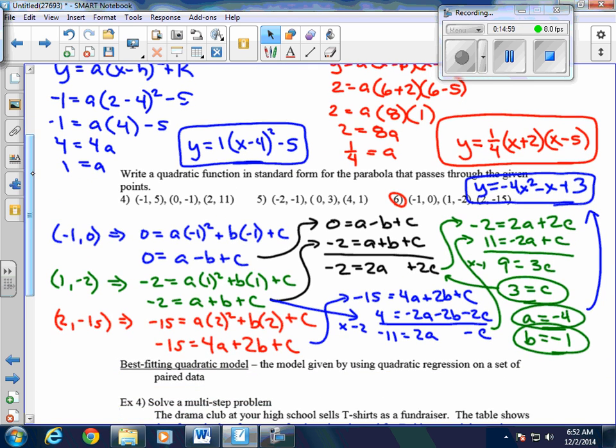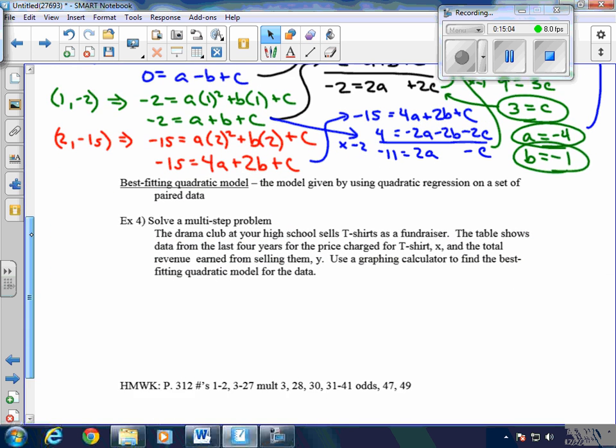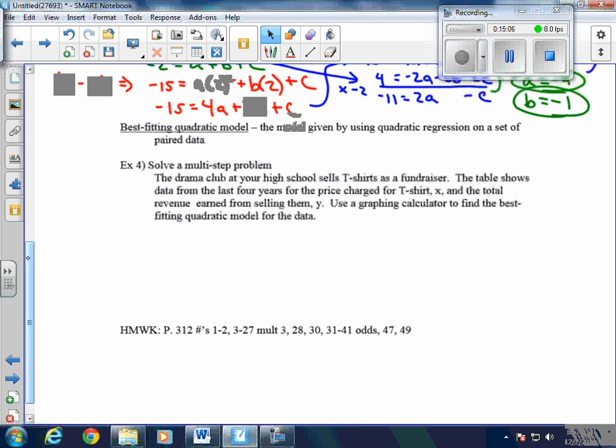So the next thing we're going to look at is a best fitting quadratic model. This is a model given by using quadratic regressions on a set of paired data. So example 4 says we're going to solve a multi-step problem. The drama club at your school sells t-shirts as a fundraiser. The table shows data from the last 4 years for the price charged for t-shirts, X, and the total revenue earned for selling them, Y. Use a graphing calculator to find the best fitting quadratic model for the data.